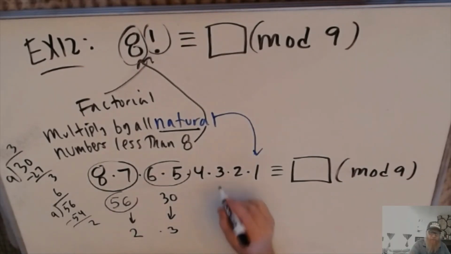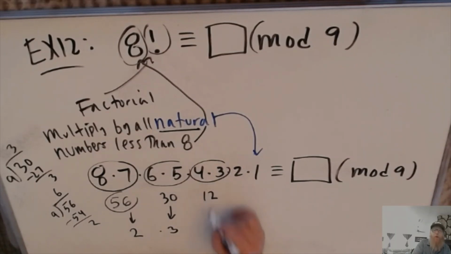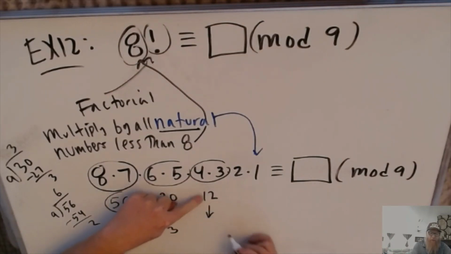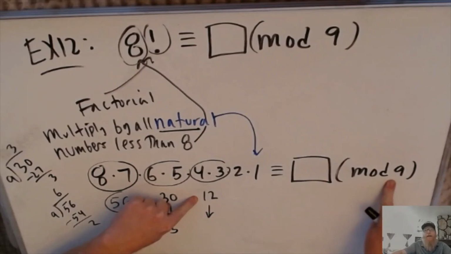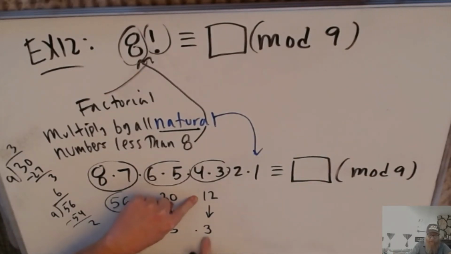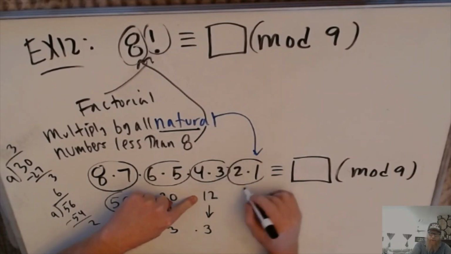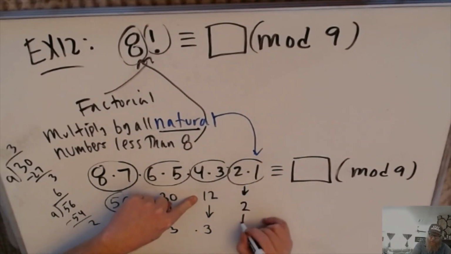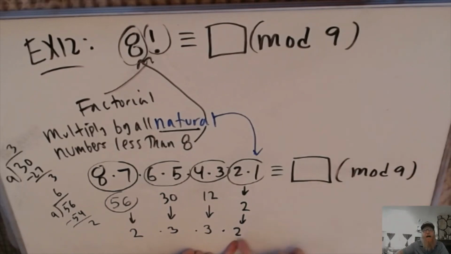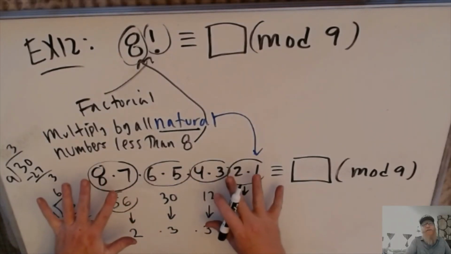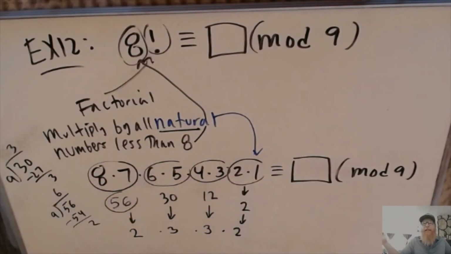And just keep doing them 2 at a time. 4 times 3 is 12. If you want to take a bigger bite, you can do more than 2. I just think 2 is a nice way to start. 4 times 3 is 12. You can probably do that one in your head. 12 divided by 9. Only care about the remainder. The remainder is 3. 2 times 1 is 2. 2 is less than 9, so 2 stays a 2. So you don't really want to multiply all these numbers together. If you do, you're going to get a really big number, and you might regret it. So just do them in pairs.